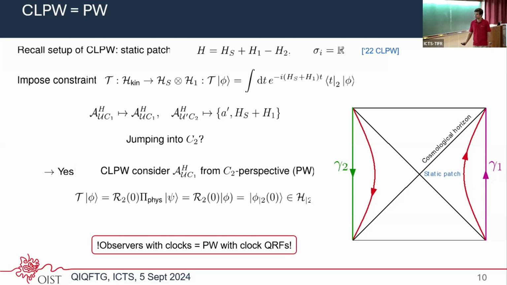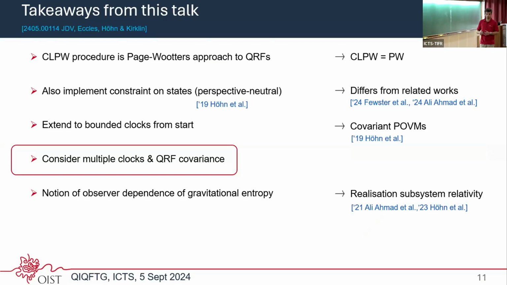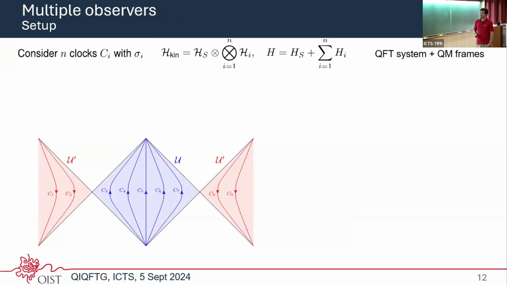So now that we've explained why these clocks are just quantum reference frames, let us use the machinery from quantum reference frames to perhaps generalize what CLPW did. Let us first consider the case where we have multiple clocks, so more than 2 clocks. We consider any space-time, it could be de Sitter for example, instead of this picture. But we have an arbitrary number of clocks, and it's not important in which patch they exactly are. So our full kinematical Hilbert space is just a tensor product, and our constraint is just the sum of the boost Hamiltonian and all the clock Hamiltonians.